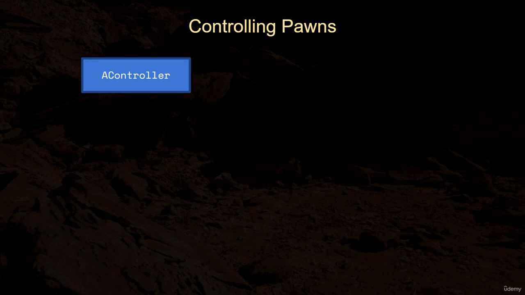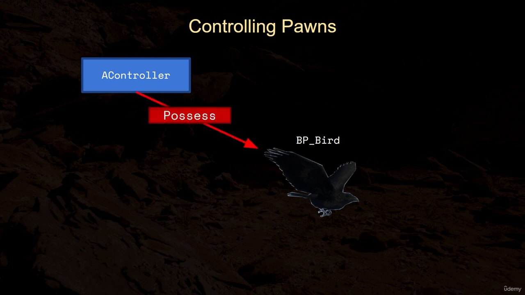Now, a controller allows us to select a pawn to possess. So we have a BP bird in the world, and this is a pawn. And if we'd like to control this bird, we need the controller that's assigned to us to possess the bird. Now, pawns have the capability of being possessed. Actors do not. So that's why we made our bird based on the pawn class. Now, as soon as we possess the bird, we can then control the bird and configure our project to be able to take input from the user whose controller is assigned to them. And with that input data, we can then manipulate the pawn.